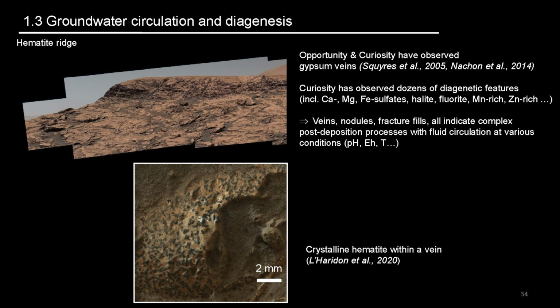So that's really specific, because I don't know any place on Earth where you have hematite crystallized within a calcium sulfate vein. It's a very specific environment. So it's probably because the rock has been submitted to a reducing environment through diagenesis, mobilizing the iron, and then within the vein, this iron has reprecipitated again. So different conditions depending on time.